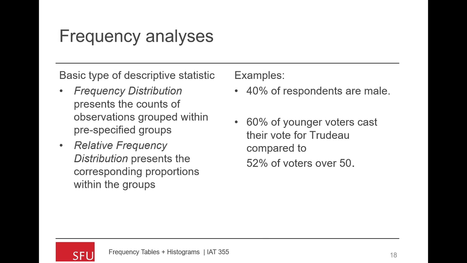And we all have experience of seeing these in the popular press while reporting quantitative values. Here are some examples on the right. 40% of respondents are male, and in this second example, 60% of younger voters cast their vote for Trudeau compared to 52% of voters over 50. In the second example, there are two sets of groupings going on. One is the non-overlapping sequence of age ranges: young, whatever that means, presumably one or two categories of middle-aged voters, and voters over 50. And the second is what party or what politician they voted for.